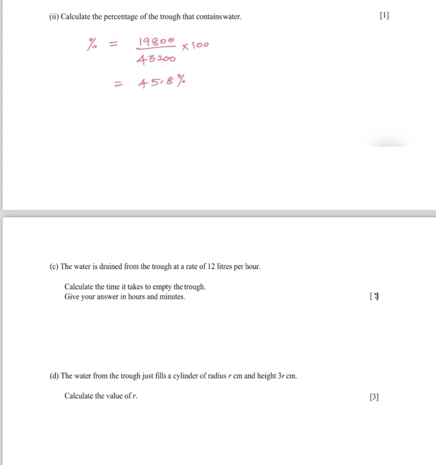Next one. The water is drained from the trough at a rate of 12 liters per hour. That is, the water is removed from the trough, so the rate at which it is removed is being mentioned there. For 12 liters, it takes 1 hour, which is 60 minutes.